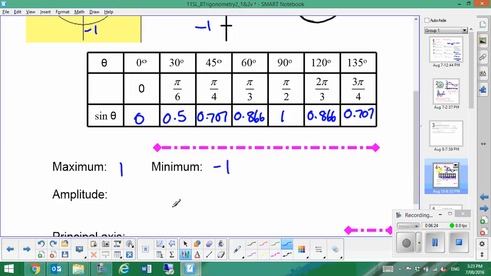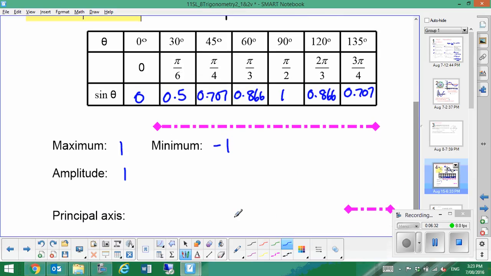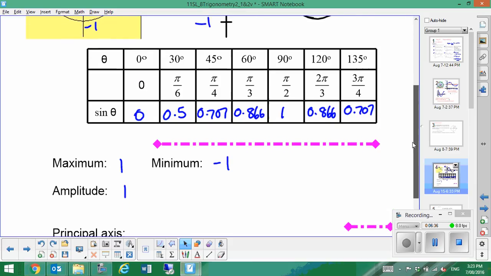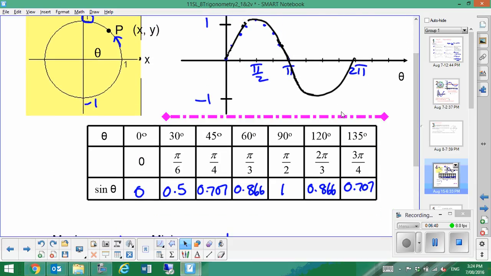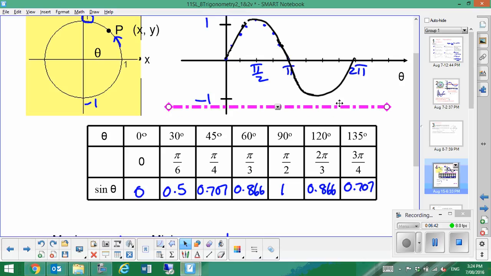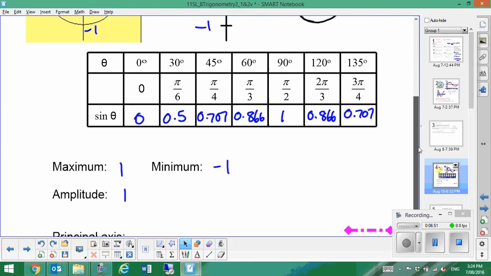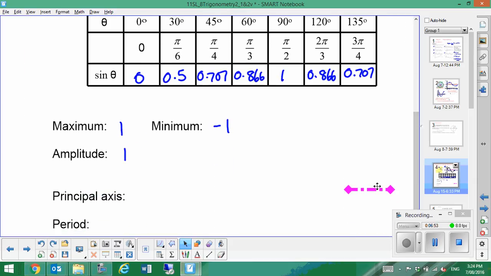The amplitude, how high it goes from the principal axis, is 1. Let's put our principal axis in. So take this line up, this can be our principal axis. We can see it's oscillating around that point down the line, in this case y equals 0. So that's our oscillation, our principal axis. I've done it with that pink line.